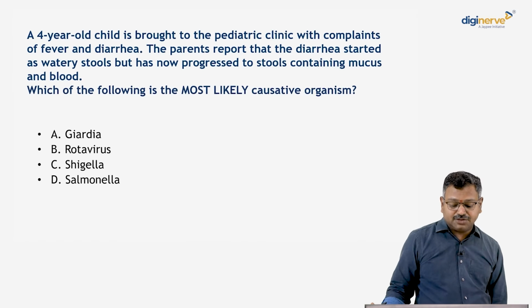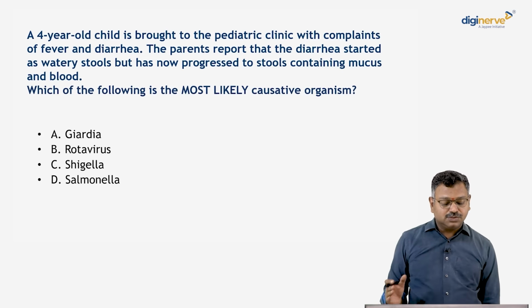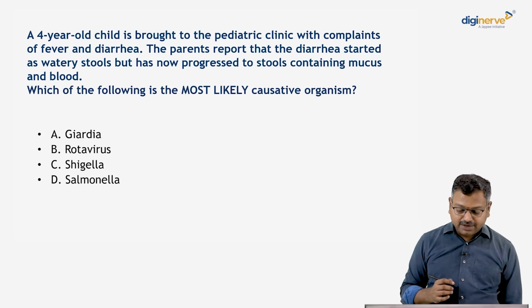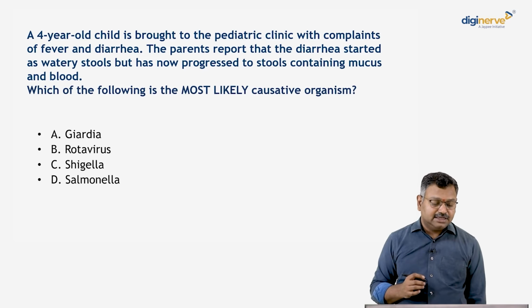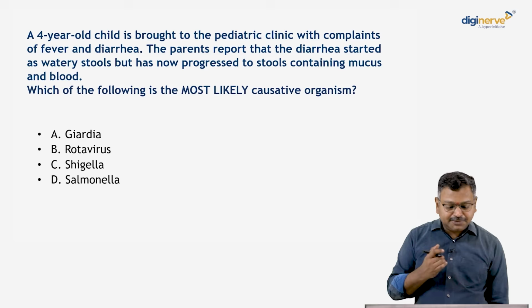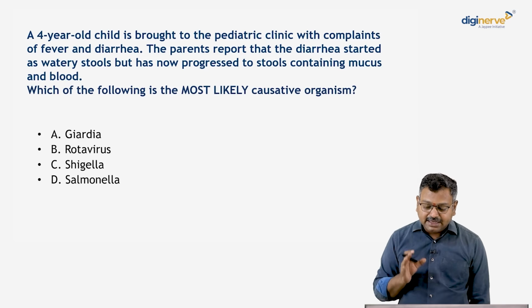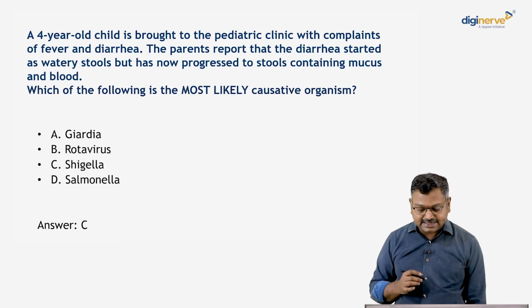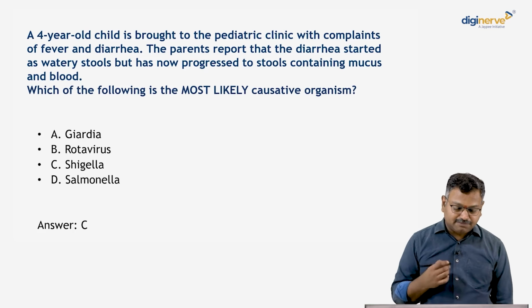A 4-year-old child comes to the pediatric clinic with the complaints of fever and diarrhea. The parents report the diarrhea started as watery stool and now there are stools with mucus and blood. What is the organism? Is it Giardia, Rotavirus, Shigella, Salmonella? Remember, Giardia and Rotavirus cause only diarrhea, there is no dysentery. Salmonella and Shigella have dysentery, the most common being Shigella. So the answer is Shigella.